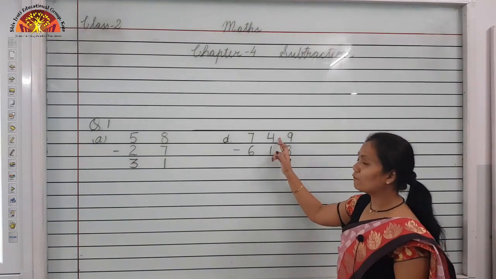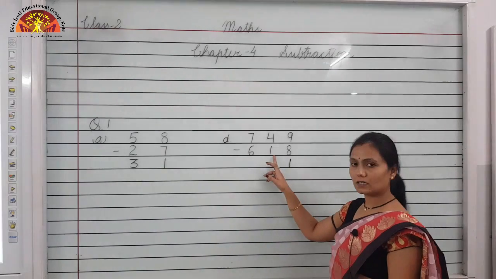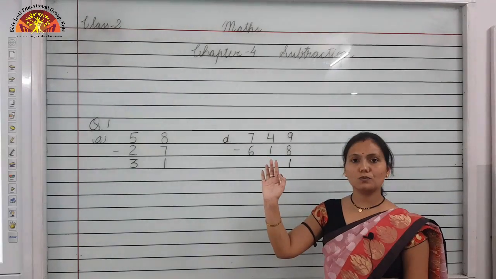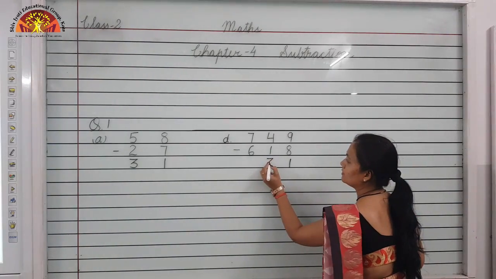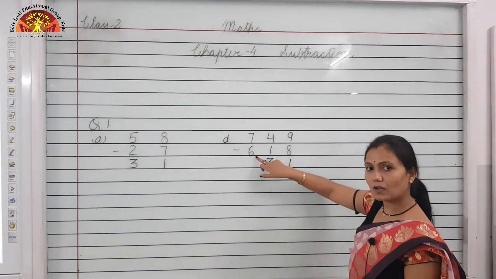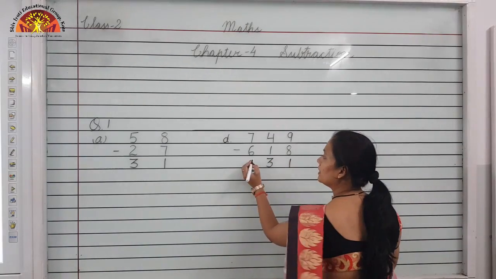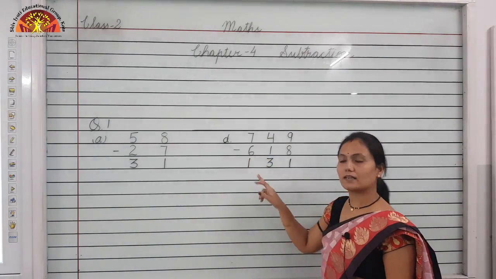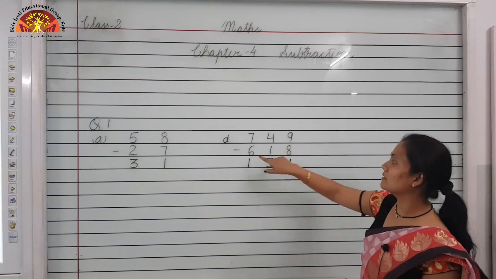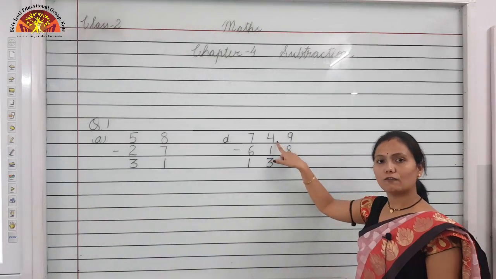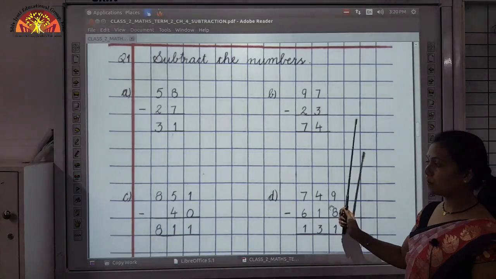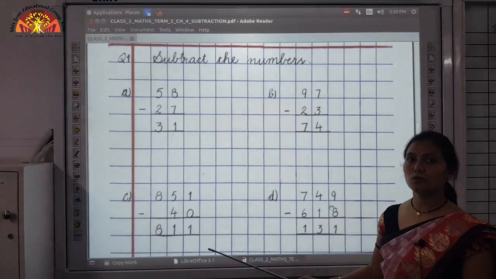Next is 4 minus 1. So count after 1. 2, 3, 4. How many? 1, 2, 3. So 4 minus 1 is 3. Now next 7 minus 6. So count after 6, 7. It means only 1. So 7 minus 6 is 1. So we get 131 after subtracting 618 from 749. Questions A and D are done. Now question numbers B and C you will do yourself.